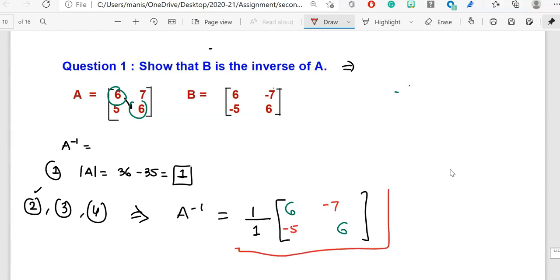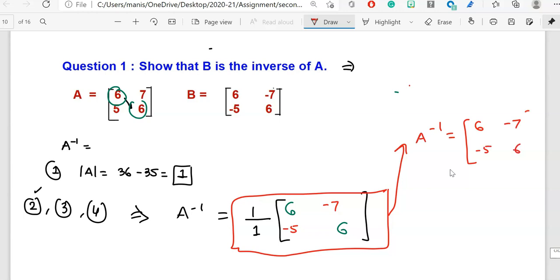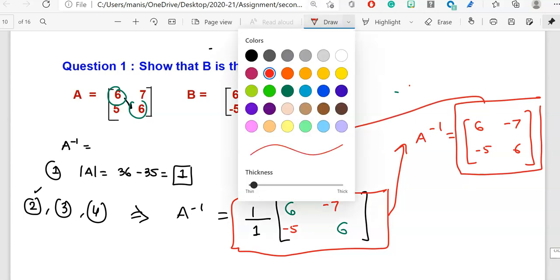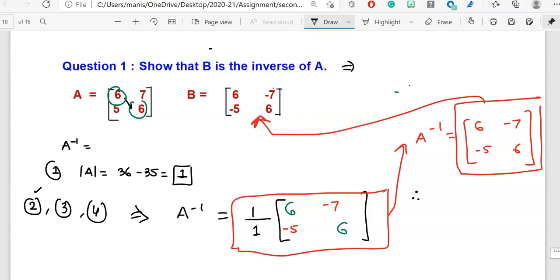Since I got this answer, let's write it in the simplest form. A inverse is equal to, it's just 1 times the matrix with 6, -7, -5, -6. So let's see this. Is this equal to the value over here? If you look over here, yes, it is equal. So we can say therefore B is the inverse of A, or AB is equal to BA. Because they are the same, we were able to find out that this is equal.